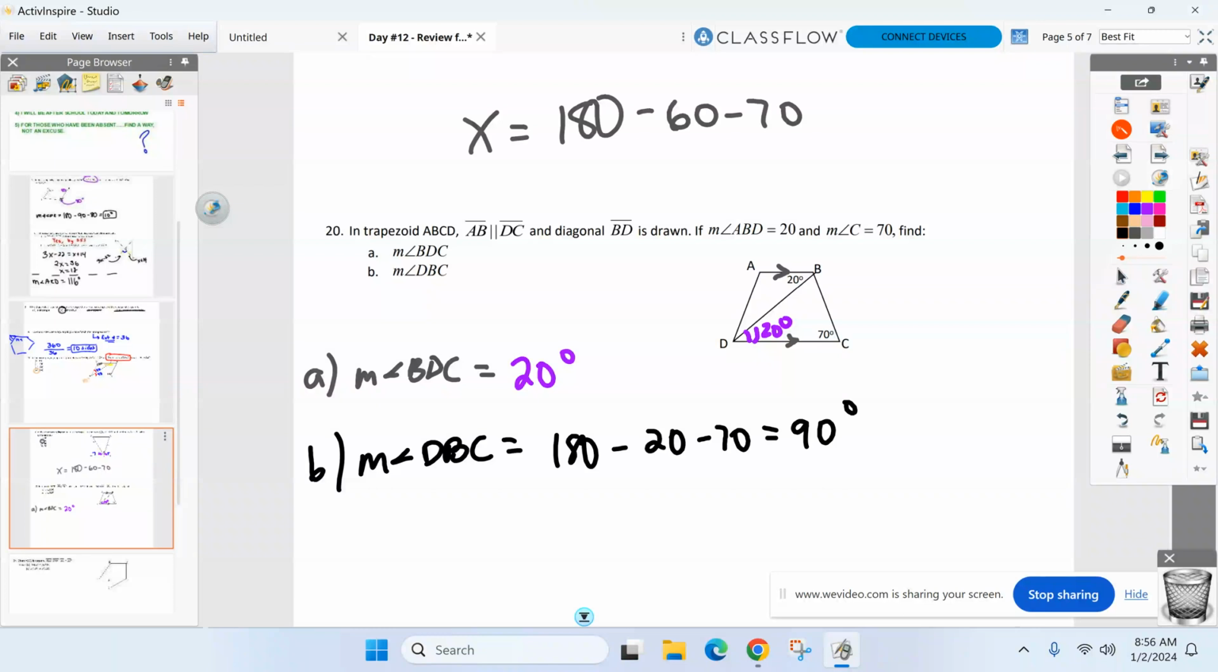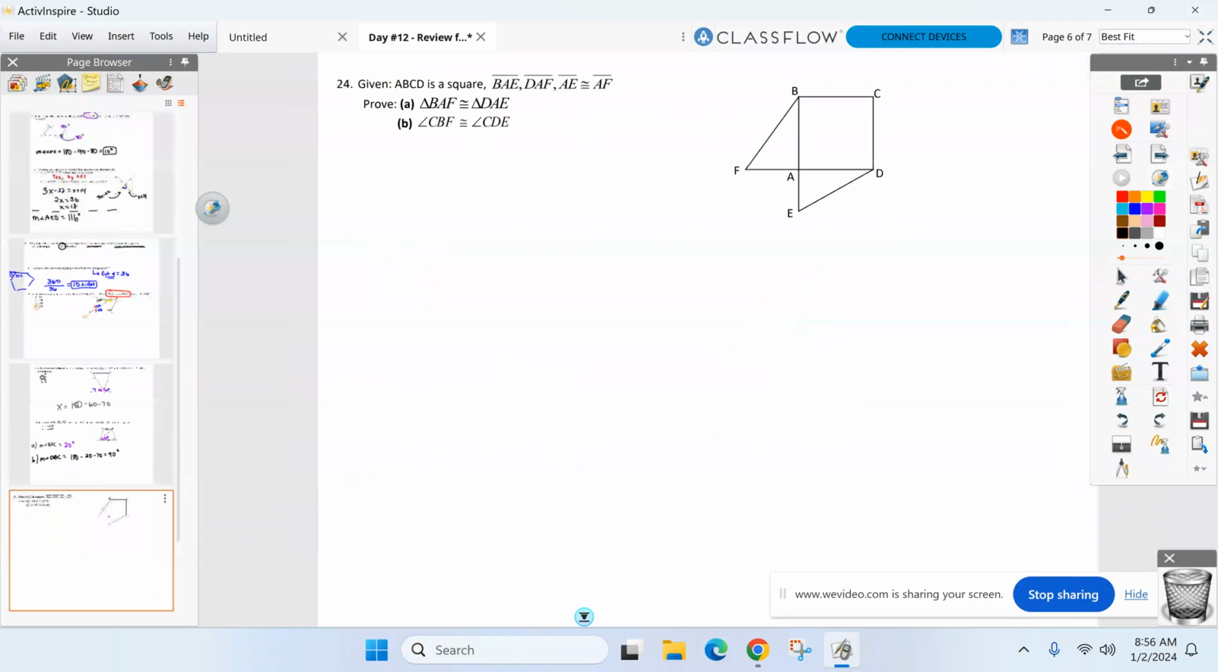All right, time to do a proof. Little statements, reasons. There'll be one on your test. Go to 24. We're only going to do part A. All right, I don't need you to do part B, so you can cross out part B for me. I just want you to prove the triangles congruent, knowing that this is a square. All right, so set up what you got to set up. Take your time, and I'll start asking questions in a minute.